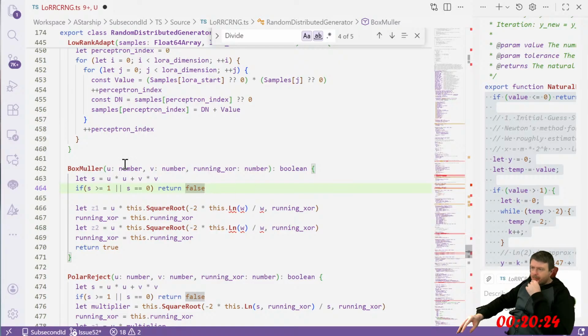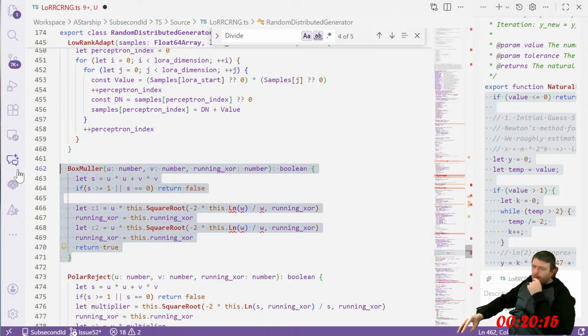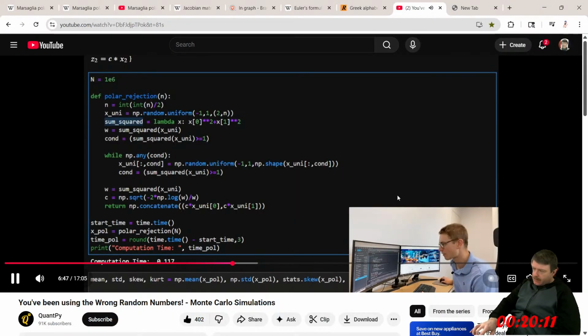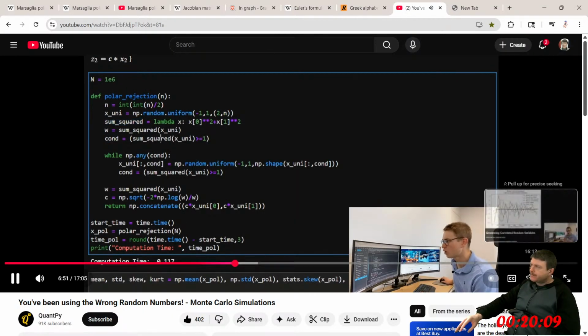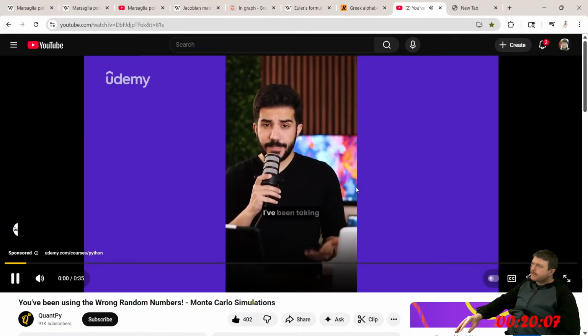This isn't the Box-Muller though. I think I grabbed this from Wikipedia. I don't remember this guy's benchmark. Right here, we've got the sum square function, which is able to calculate W, and then we will give the condition where this, but remember, even distribute public.